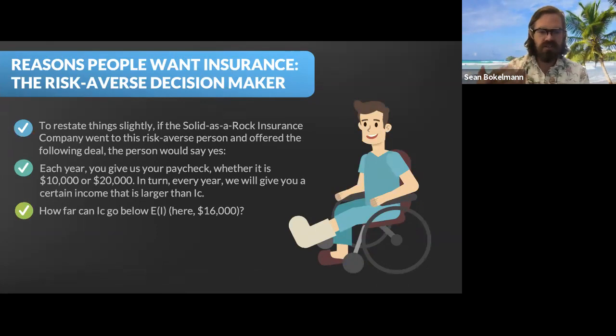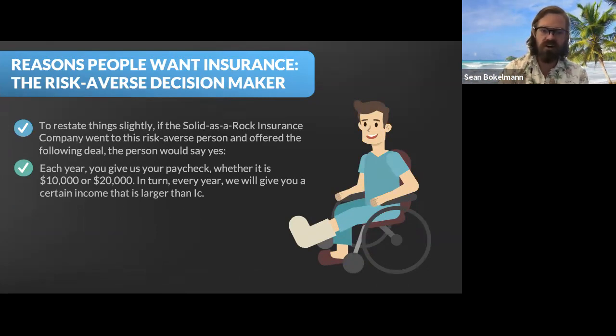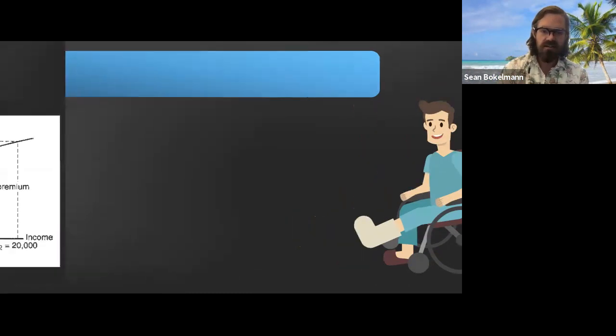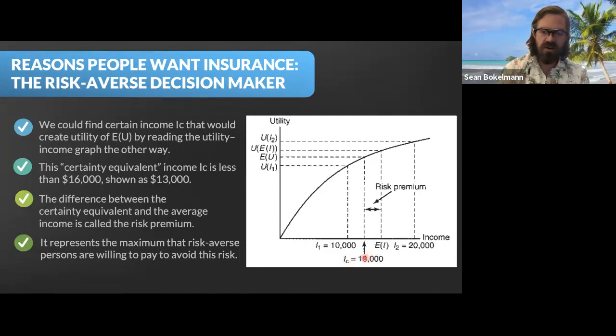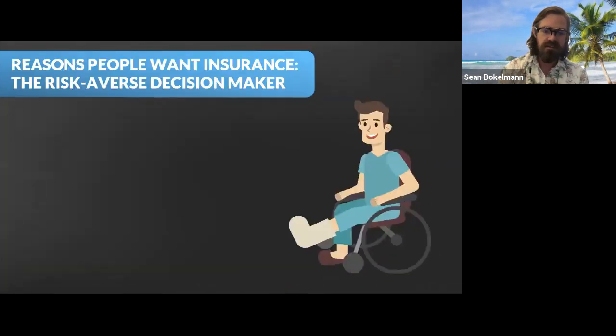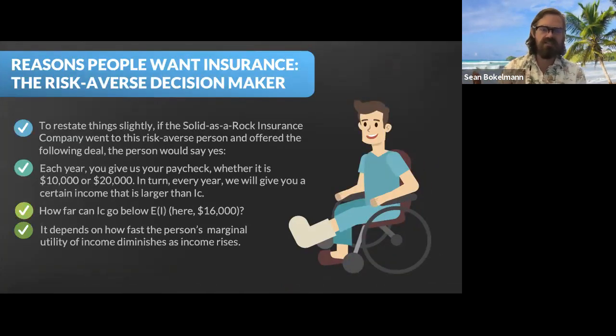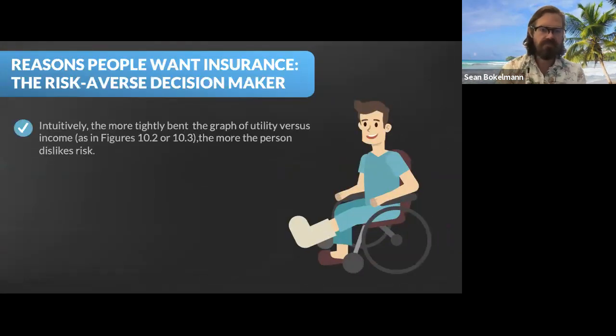So one question that arises is, how far can this certainty equivalent go below expected income, right? How far below expected income can this certainty equivalent be? And the answer basically depends on how quickly the person's marginal utility of income diminishes as income goes up. Graphically, what does this look like?